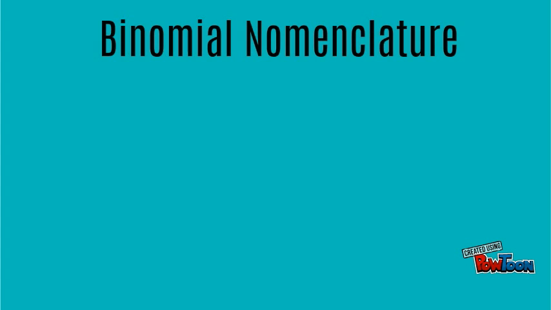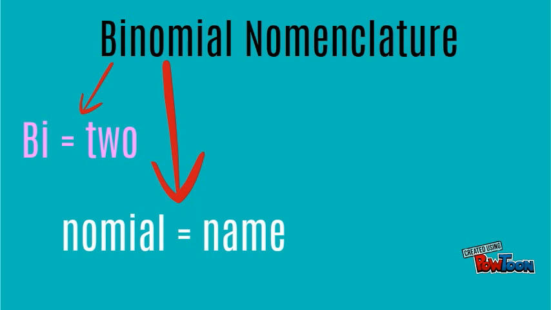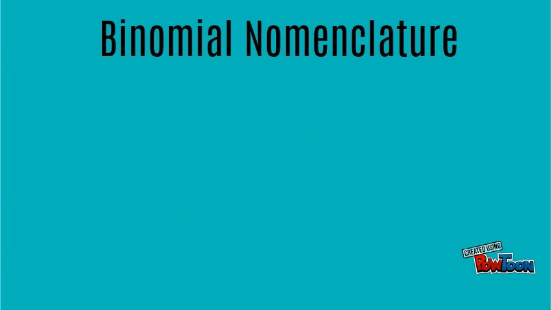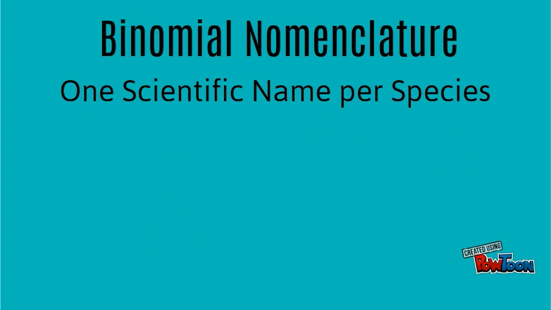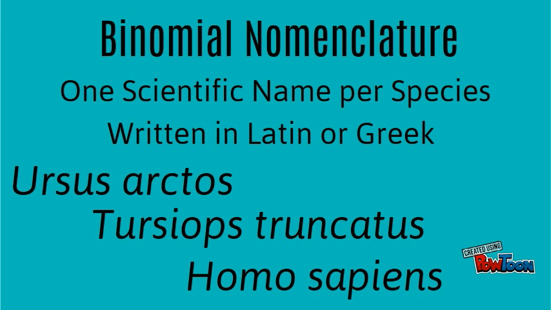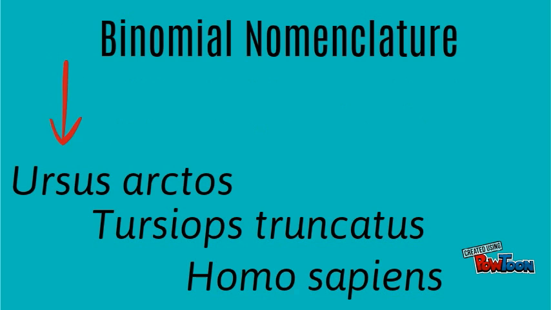The system for naming organisms is called binomial nomenclature. Bi means two, nomial means name, and nomenclature means a system of naming. As you might imagine, binomial nomenclature provides a two-word name for each different species of organism. We have many common names for organisms, but there's only one scientific name for each. These names are written in either Latin or Greek, so they may sound a bit funny to you, but every scientist in the world can recognize these names to mean a specific organism. The names are also written so that the first word is capitalized and the second is lowercase.